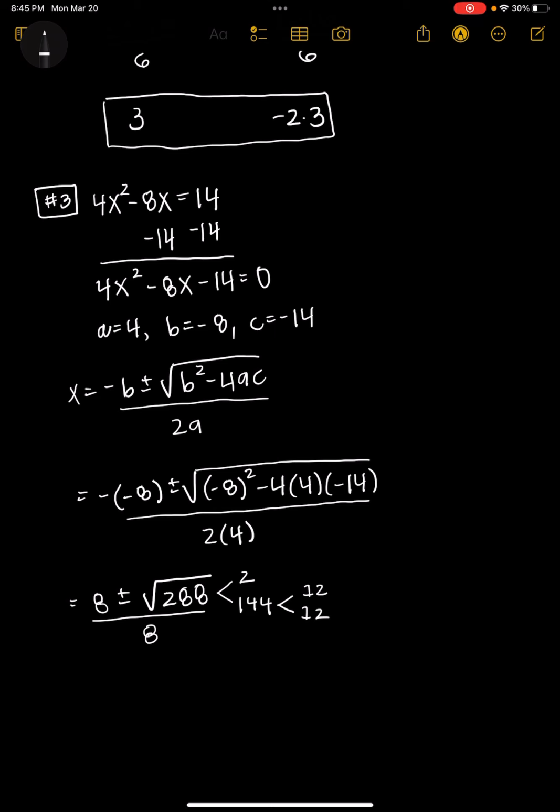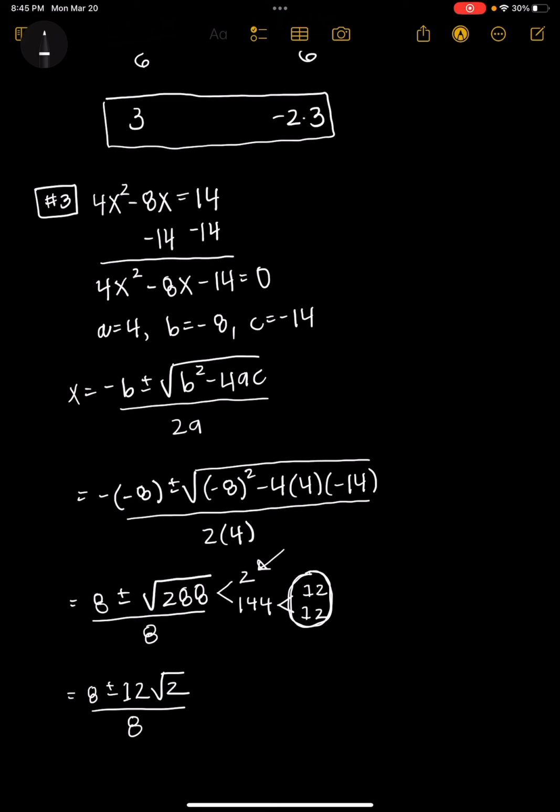But let me show you this. When we're simplifying square roots, the goal is to find a pair. And look, there's already a pair of 12s. And when I find the pair of 12s, what I'm going to do is pull it on the outside of the square root. And the thing that I didn't circle, which is that 2, stays on the inside of the square root. So I can rewrite this as 8 plus or minus 12 because of that pair of 12s, square root 2, because that 2 didn't have a pair, over 8.